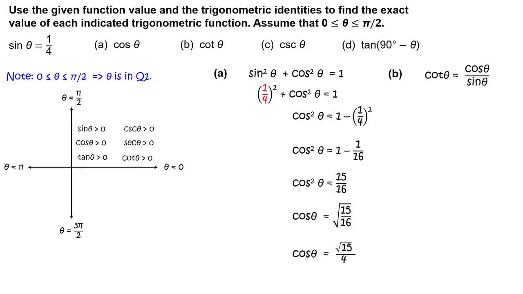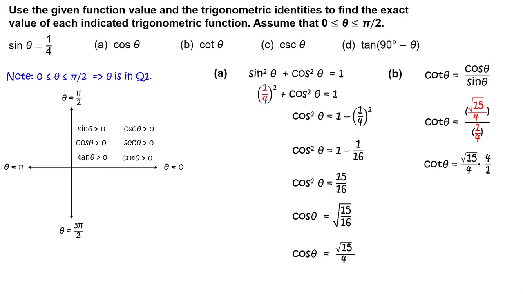Part B. First, write the quotient identity: cotangent of theta equals cosine of theta divided by sine of theta. Next, substitute the square root of 15 divided by 4 for cosine of theta and 1/4 for sine of theta. You will get cotangent of theta equals the square root of 15 divided by 4 divided by 1/4.